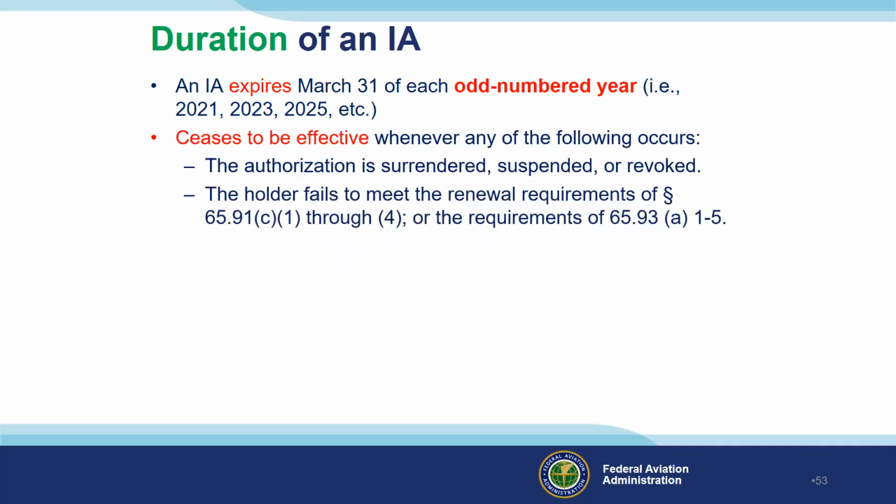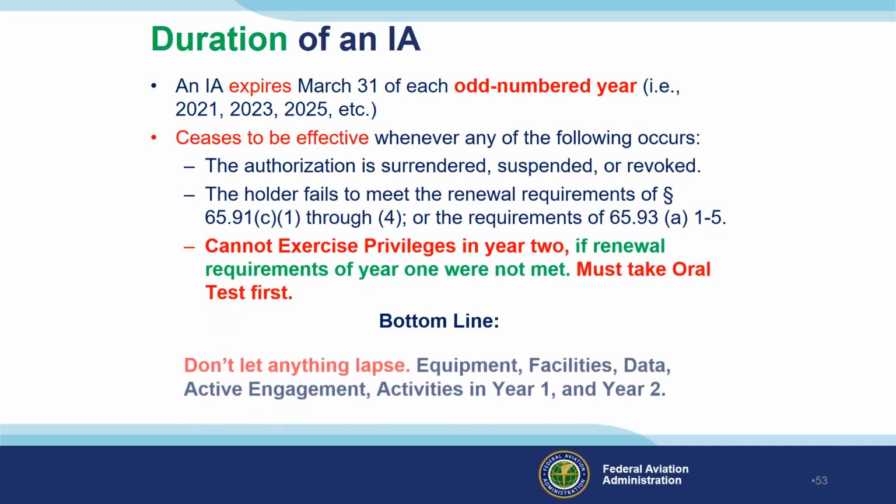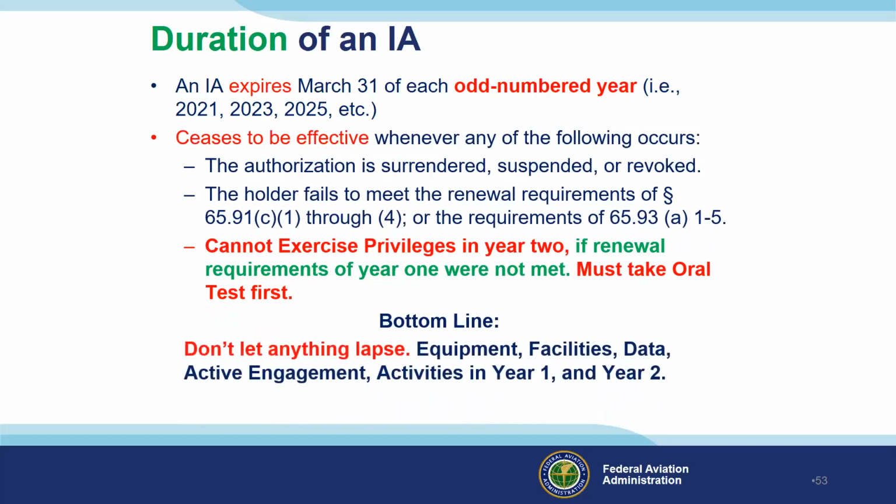Let's look at the IA parameters. For example, the duration of an IA. An IA expires March 31st of each odd numbered year. For example, 2021, 2023, coming right up, 2025. And it ceases to be effective whenever any of the following occurs: if it's surrendered, suspended, or revoked, or if the holder fails to meet the renewal requirements. And we're going to look at those renewal requirements.